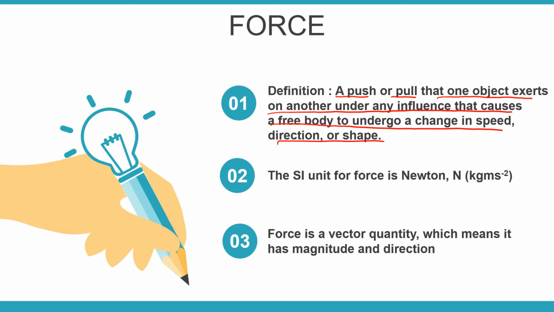So the SI unit for force adalah newtons or kg meter second negative 2. And then force is a vector quantity. Sebab apa? Sebab it has a magnitude and direction. Okay, force ni juga dia mesti ada magnitude and direction. Dia juga kadang-kadang ada plus and negative sign.